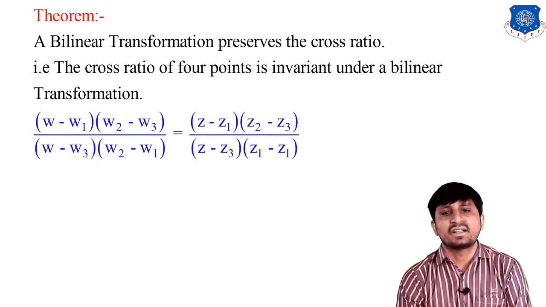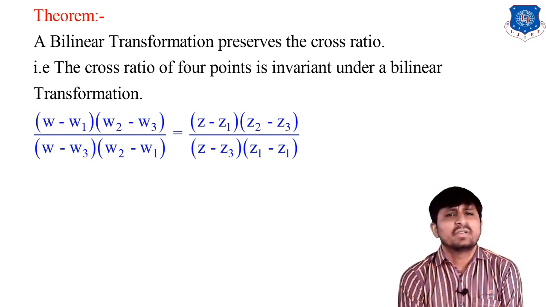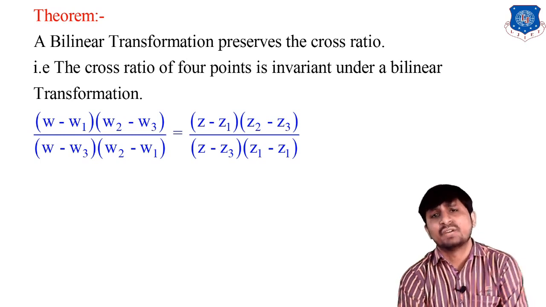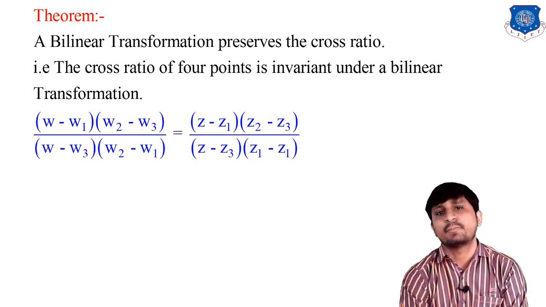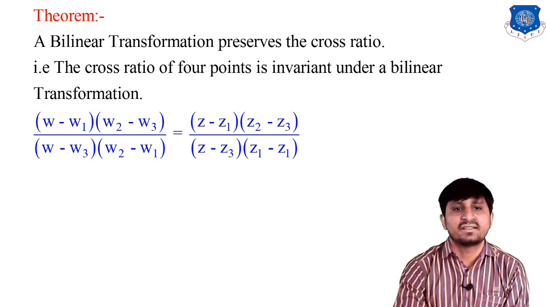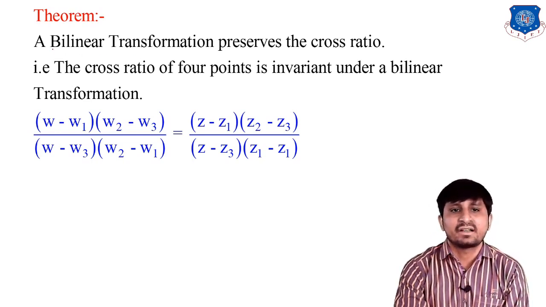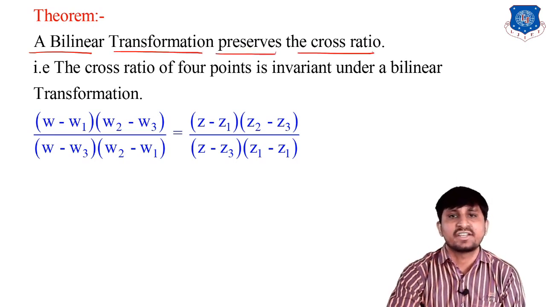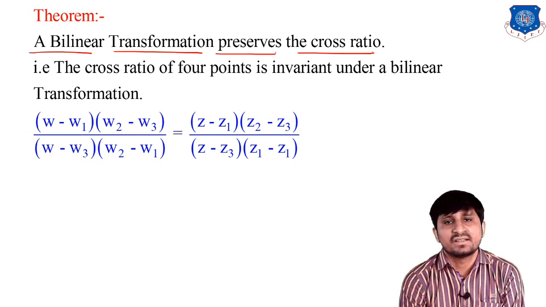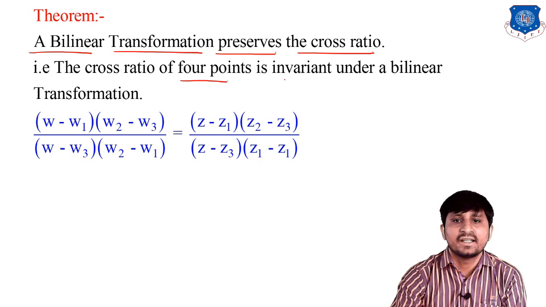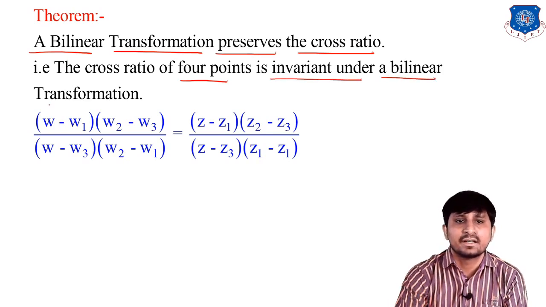Now theorem: a bilinear transformation preserves. In this topic, a very important example type is that in the z plane you have 3 points, in the w plane you have 3 points, and from these we want to find the bilinear transformation. For that, this is an important theorem: a bilinear transformation preserves the cross ratio. So the cross ratio of 4 points is invariant under a bilinear transformation.